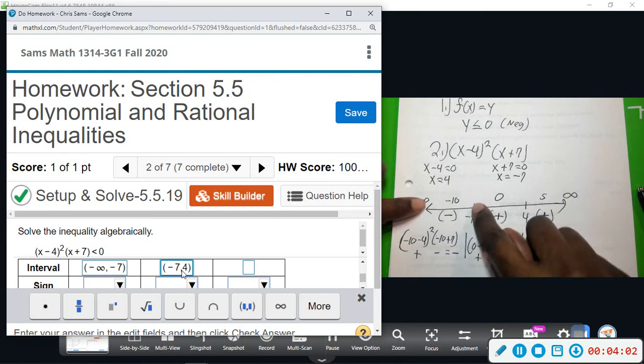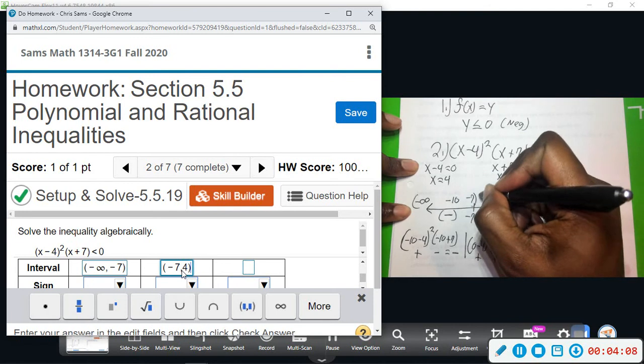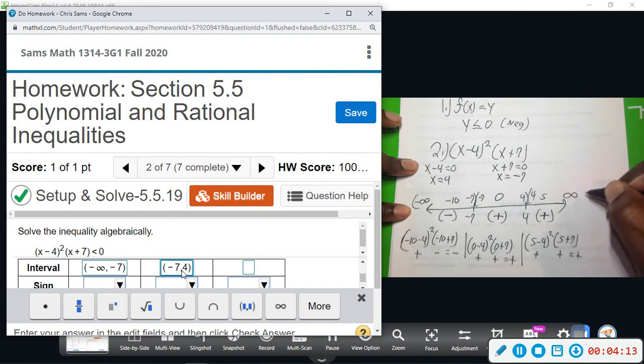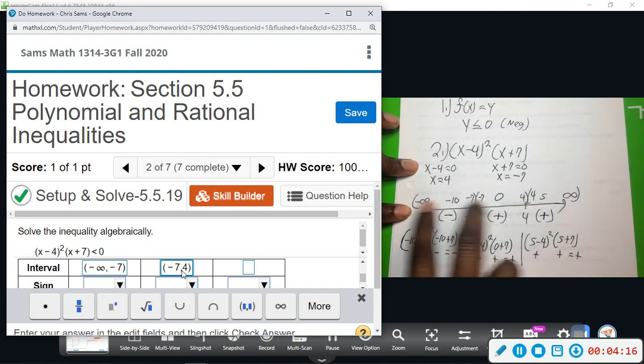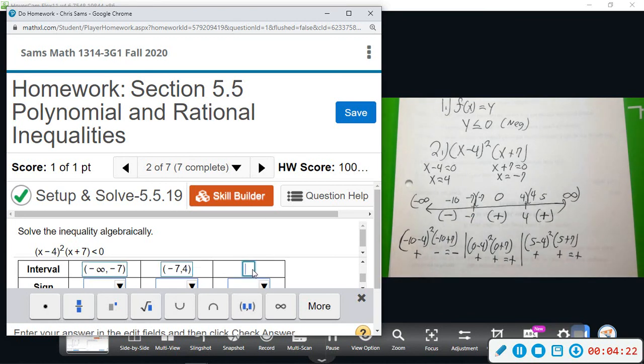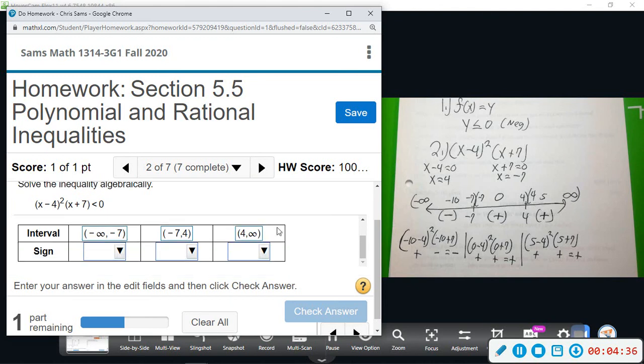So I'm using these intervals, and I have my critical values: negative infinity to the endpoint negative 7, then negative 7 picking back up to 4, and then 4 to infinity. You use those endpoints, those critical values. The last one would be 4 up to positive infinity. Then on each of these we're going to put the signs. This was negative, this was positive, this was positive.